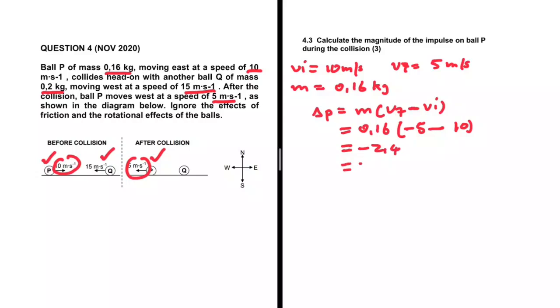This is just equals to 2.4 newtons multiplied by seconds. I'm deciding to use newtons multiplied by second because the question said impulse and not change in momentum. If the question had said change in momentum, I was going to use kg meters per second. But if you use kg meters per second, you will still get your mark.